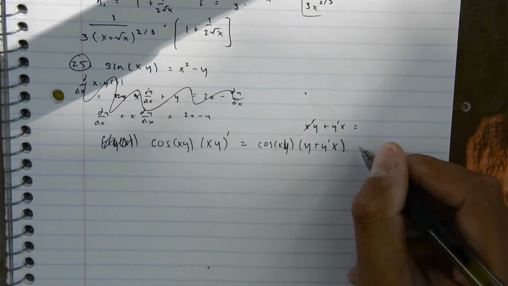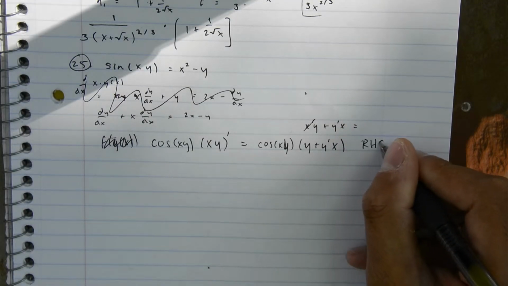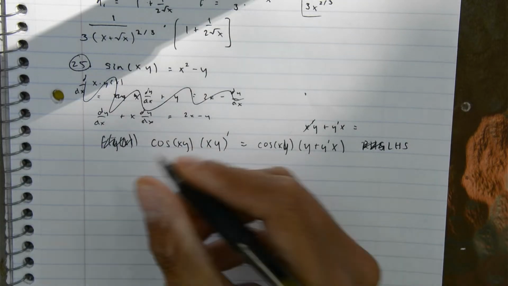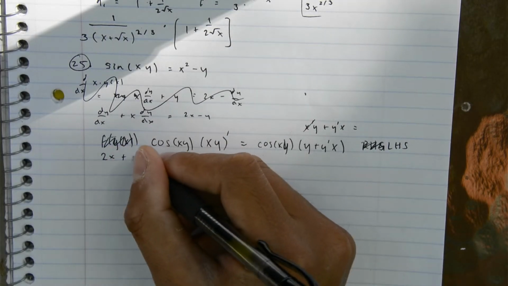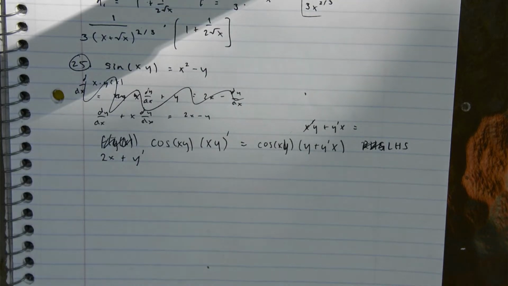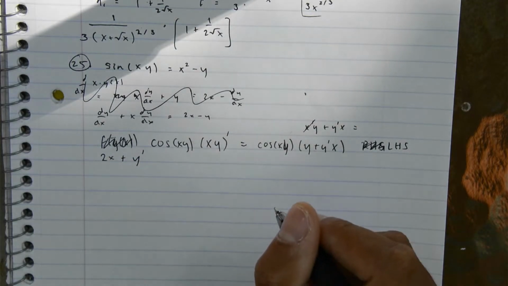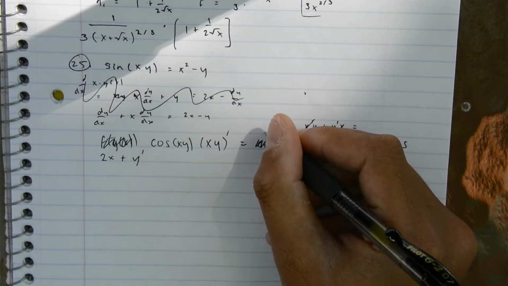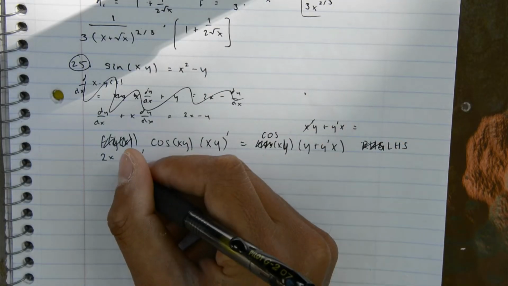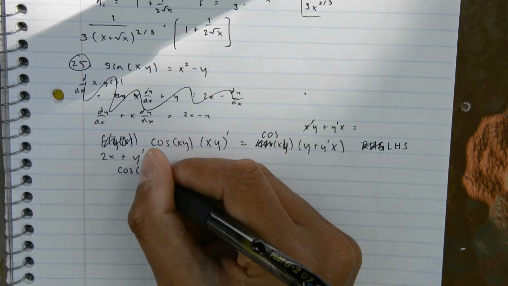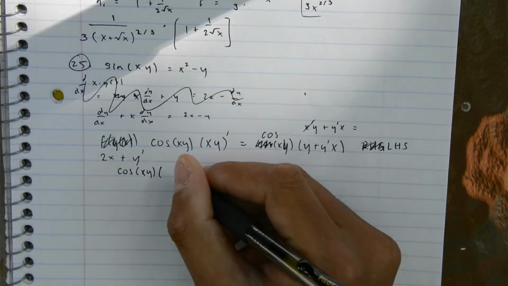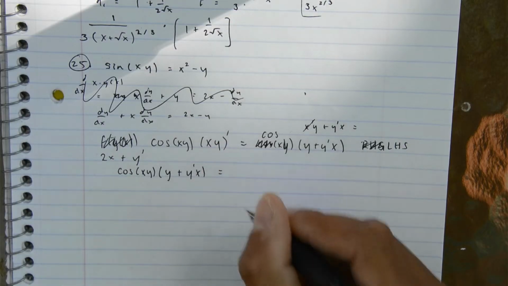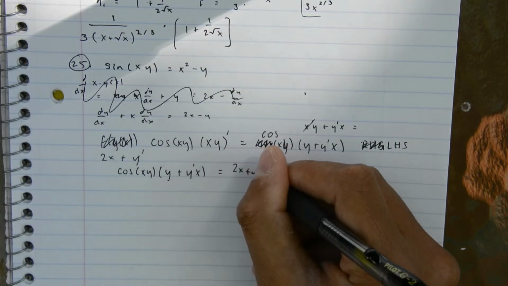Okay, so that's the left-hand side, sorry. And then the right-hand side is just going to be 2x plus y prime. All right, so you end up with, oh wait, this is not cos. Oh no, this is cos, yeah. So we're going to get cos xy times y plus y prime x is equal to 2x plus y prime.